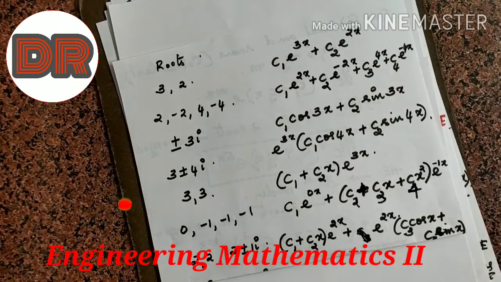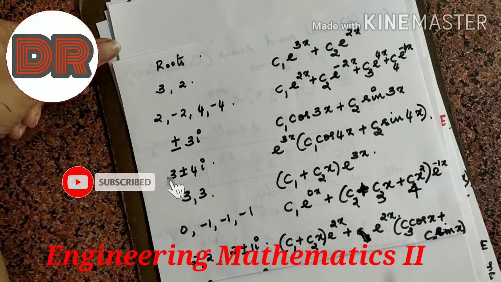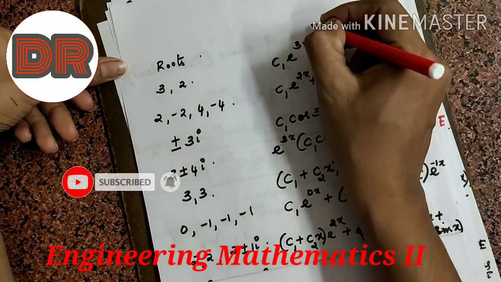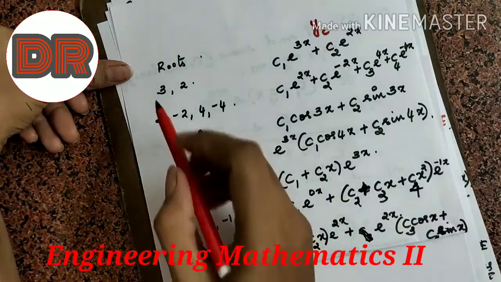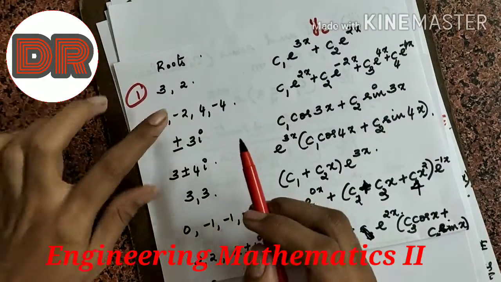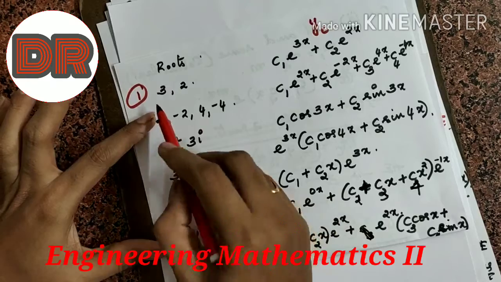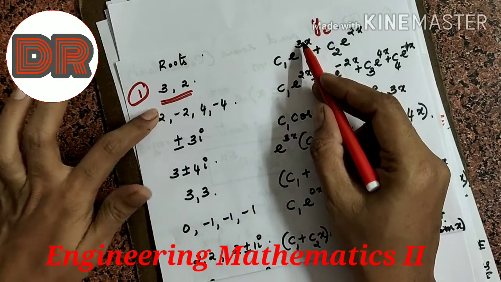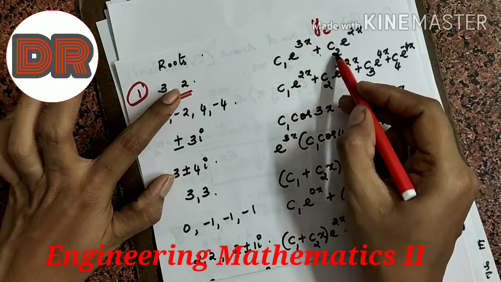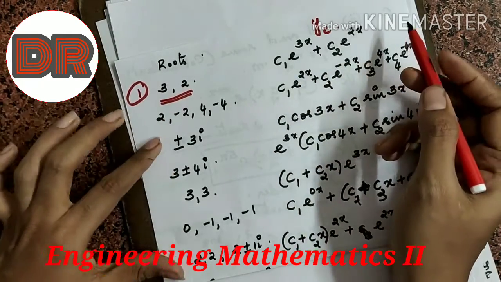Let me take a few examples here for different types of roots, how to write the complementary function. So this is the complementary function yc, and these are the roots. The first one is if the roots are real and distinct. So we know that c1 e to the power 3x plus c2 e to the power 2x. This is how we write.